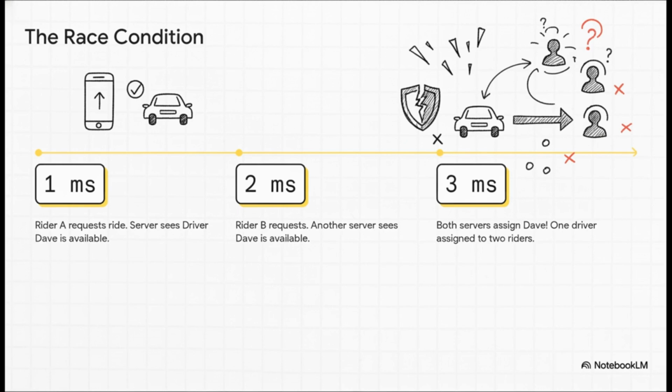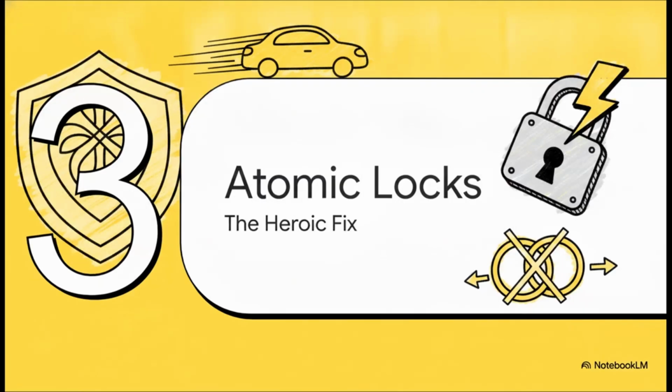From the user's perspective, both phones just lit up saying, driver is 2 minutes away. But obviously, Dave only has one car. This is how you get complete matching chaos and instantly ruin trust in your platform. Which takes us right into Section 3, the heroic fix, atomic locks.